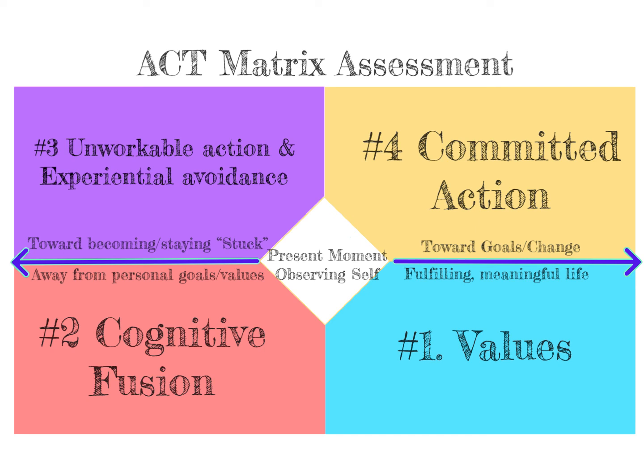So there you have an overview and intro to the ACT matrix with the 4 quadrants identified, the middle area of the present moment and observing self, and then the 2 directional arrows, one going towards change and the other toward being or maintaining stuck or moving away from personal goals and values. The next video will focus on the space in the middle, the importance of the present moment, and the observing self.